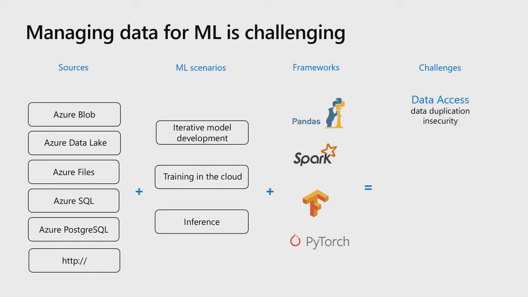The first one is around data access. Other major AI platforms recommend users to copy data into one storage service that they can support. And this leads to massive data duplication and synchronization problems. Also, on the other hand, if you decide to write your own code to connect to your storage service, you usually end up hard coding the credentials and the connection strings in your script, which is insecure and fragile.